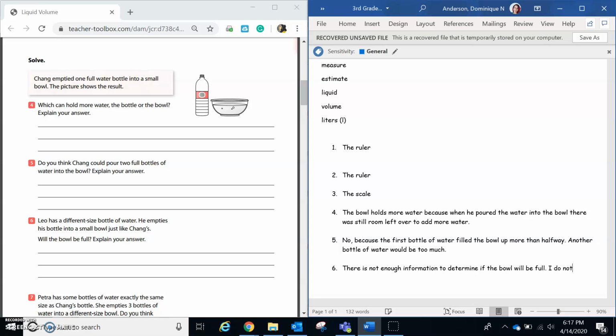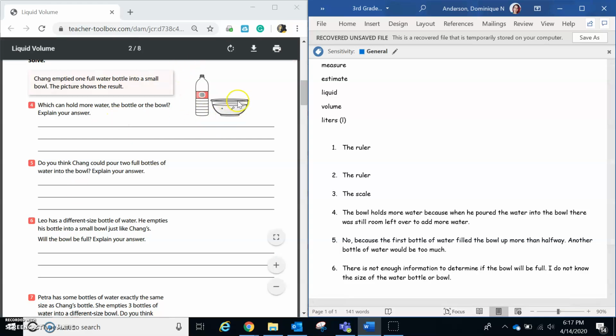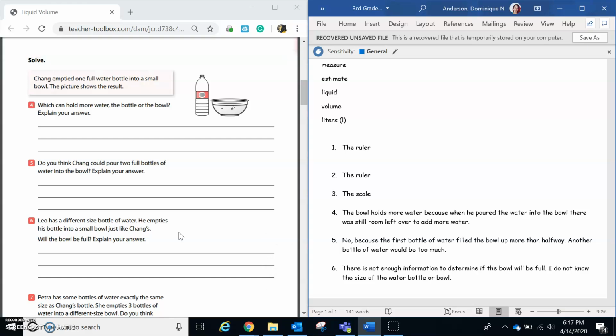I do not know the size of the water bottle or bowl. We just ended there. The size of the water bottle or bowl. Again, they didn't tell us this one. They gave us the picture before, so we knew the size of the bottle and the bowl. But here, we don't know the size to actually determine if his water bottle would fill up that bowl or not.